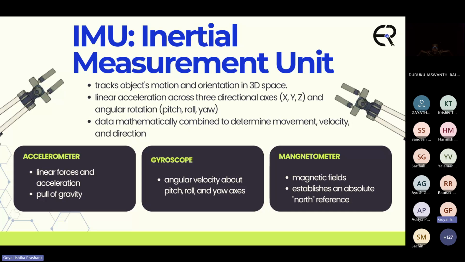So an IMU has three components. First being the accelerometer. This is used to measure any linear forces and acceleration that the bot experiences. It also measures the pull of gravity. Then we have the gyroscope. This is used to measure the angular velocity about the pitch, roll, and yaw axes. And the third component that we have is the magnetometer. This is used to measure the magnetic fields, and it basically establishes an absolute north reference by acting as a digital compass.